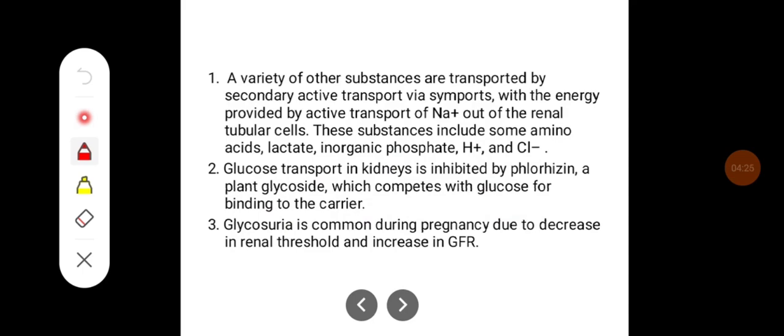A variety of other substances are transported by secondary active transport via symports with the energy provided by active transport of sodium out of the renal tubular cells. These substances include some amino acids, lactate, inorganic phosphates, hydrogen ion, and chloride.